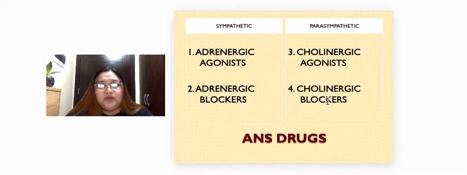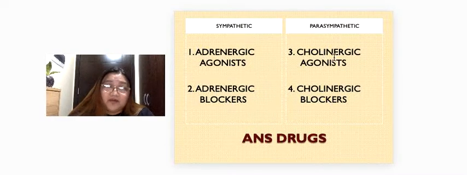Let's go to the eyes again. Okay? Anong ginagawa ng sympathetic nervous system sa eyes? So, if you talk about sympathetic drugs, what does it do to the eyes? It dilates the eyes. So, adrenergic agonist drugs dilate the eyes, which is also the same with the cholinergic blockers. Yung cholinergic agonists naman, what do they do to the pupils of the eyes? They constrict the eyes. So, kapareho ng adrenergic blockers, these drugs also constrict the eyes.